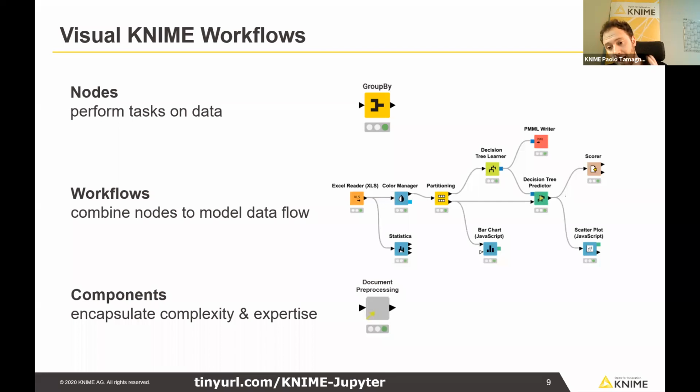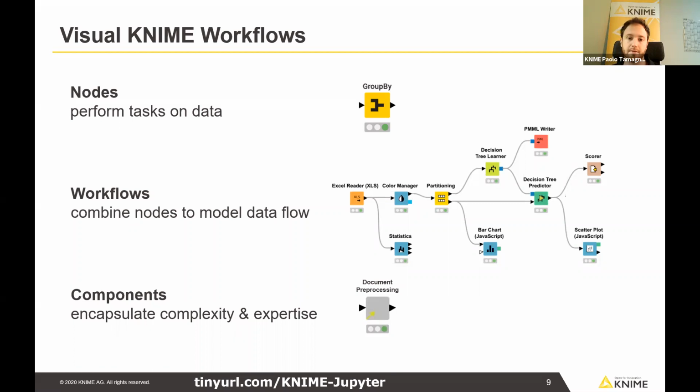Now, the third element that I would like to tell you about KNIME is components. So you take a workflow, you package it in a component. From the outside, it looks just like a node, but inside, you have more nodes. And this gives a KNIME user the possibility to package things in a reusable way that hides all the complexity. You have the settings of the component, which control the execution of the workflow inside, and this makes it even easier to share and to build complex things with KNIME that anyone can reuse.